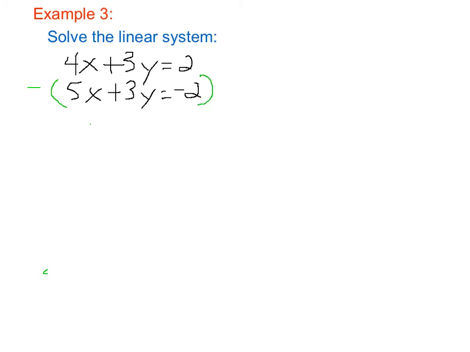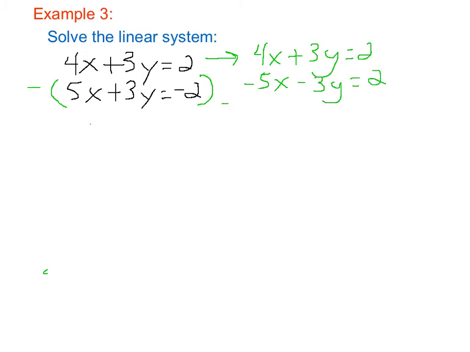Okay. Now I want to be careful here. I'm going to take the first equation, since we didn't do anything to it, and leave it exactly the same. The second equation, I got the negative sign outside the parentheses. We want to subtract the second equation from the first, which means we got to change the sign of everything in the second equation. So I'm going to change the sign of everything.